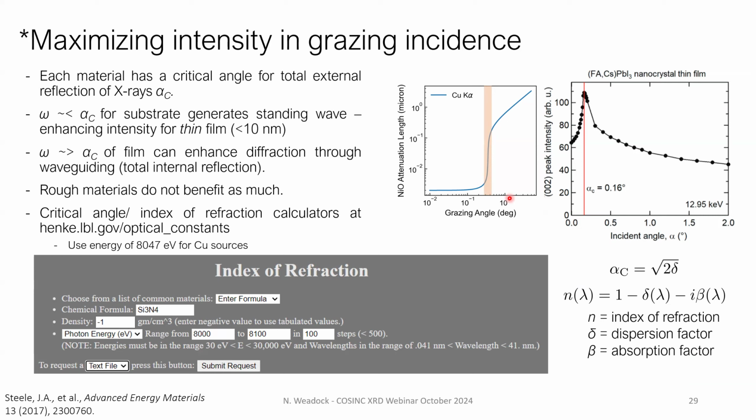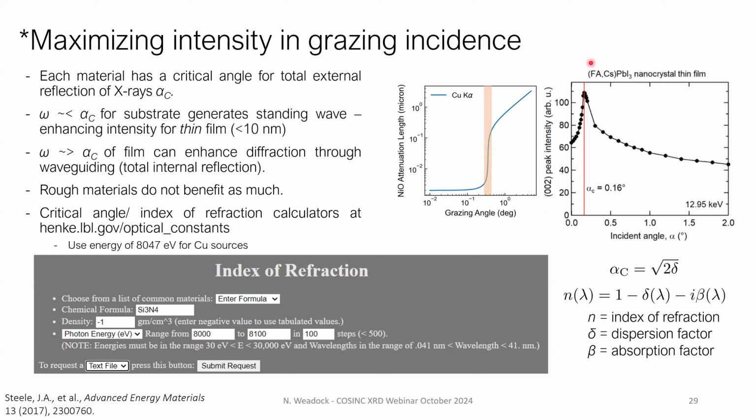signal from that film. And this is useful if you have a very thin film, 10 nanometers or less, because that's about the penetration depth of that standing wave. If you go slightly above the critical angle, so you're just penetrating the material, it's just like a fiber optic cable. You'll get total internal reflection, again, enhancing the signal of your diffraction.